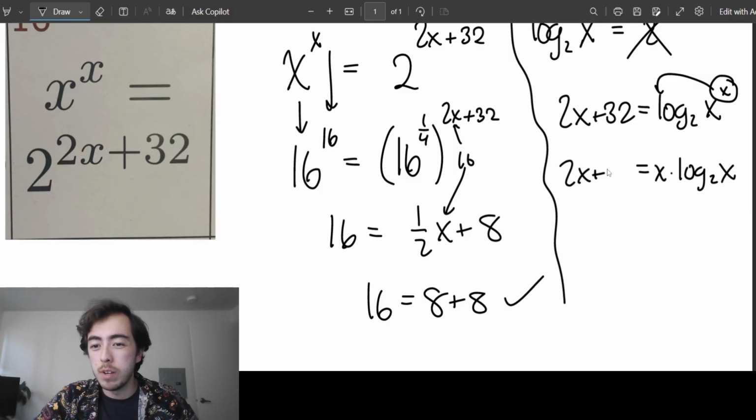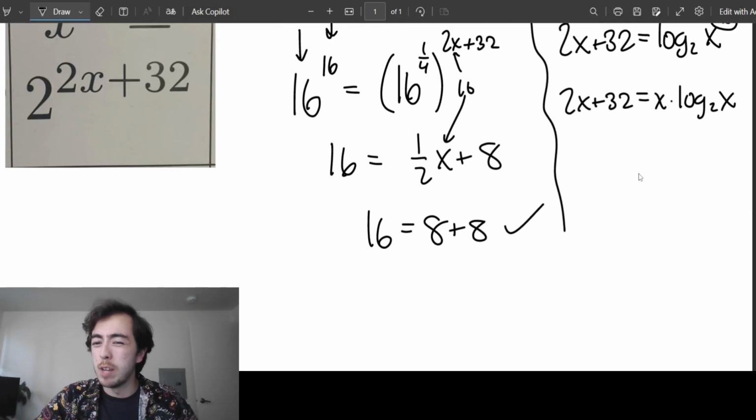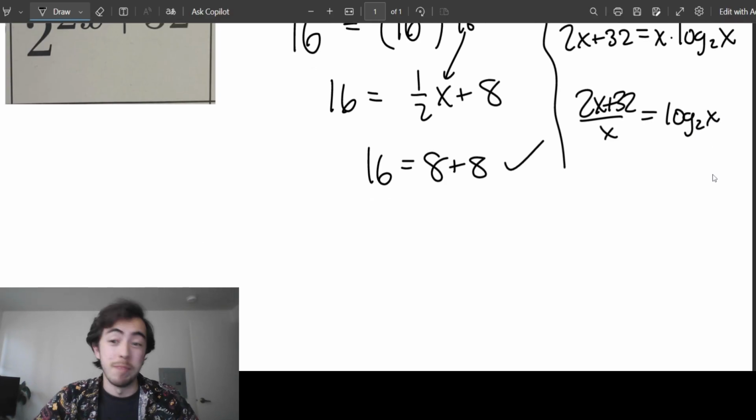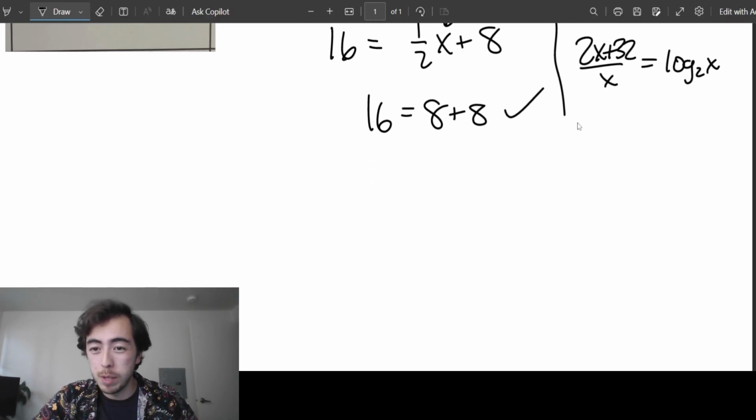And then if I really wanted to, maybe I could divide both sides by that x now. I don't really know where I'm headed. I'm just trying things out. And then maybe I could distribute that denominator, and maybe this is going to tell me something.